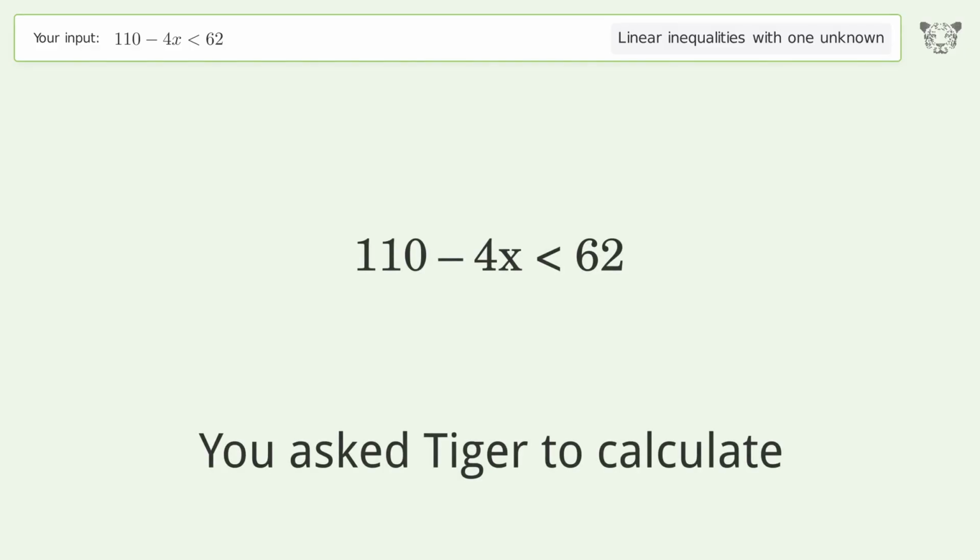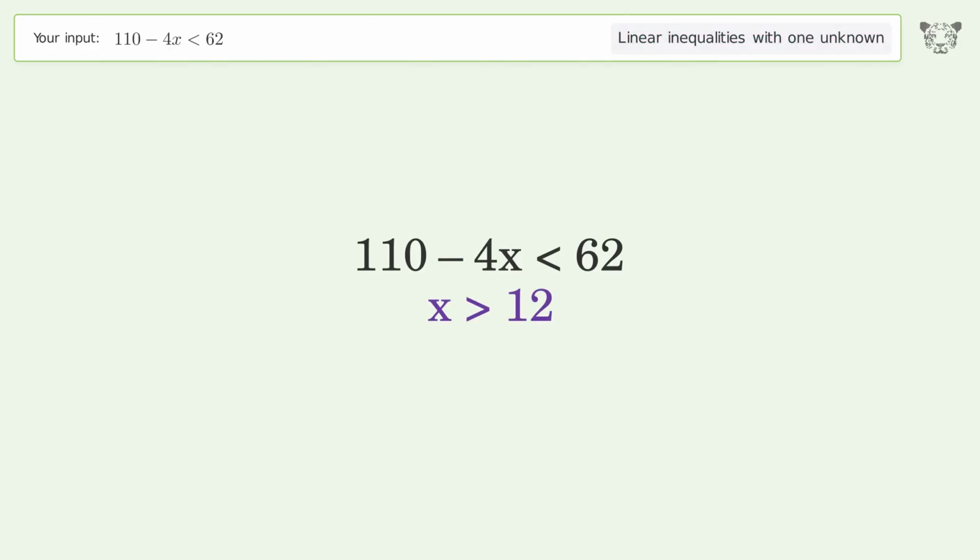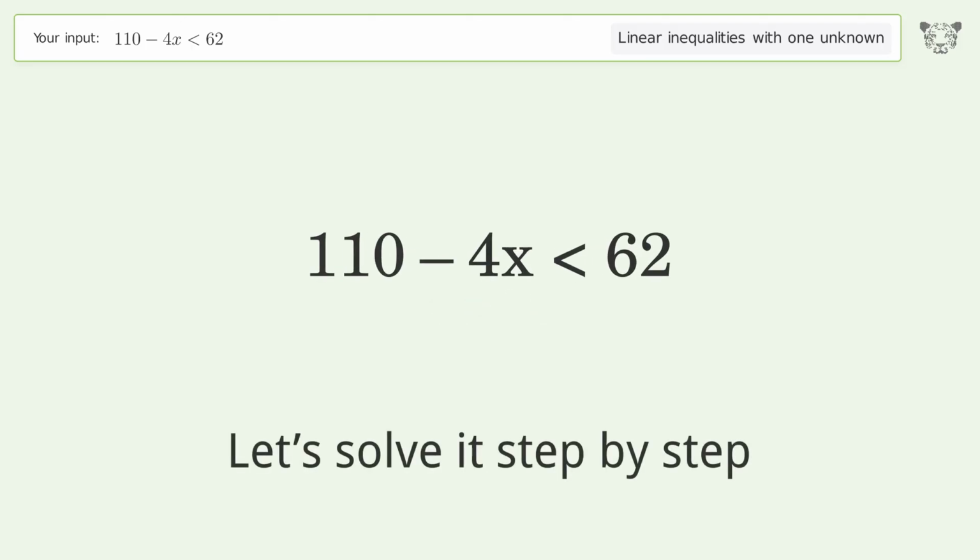You ask Tiger to calculate. This deals with linear inequalities with one unknown. The final result is x greater than 12. Let's solve it step by step.